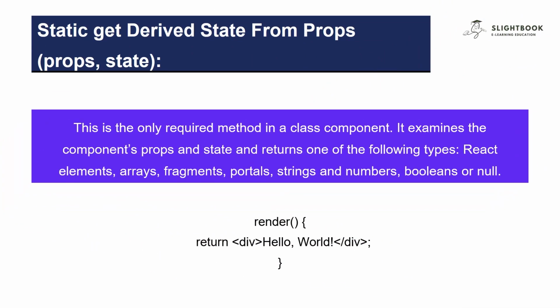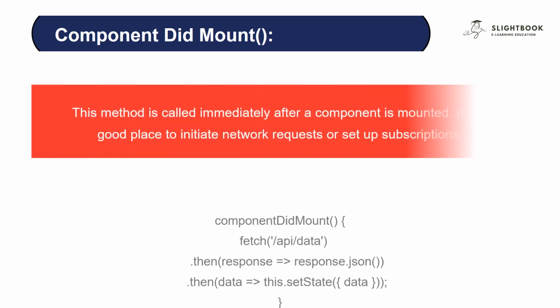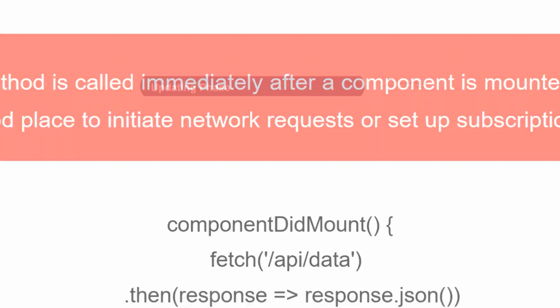Render. This is the only required method in a class component. It examines the component's props and state and returns one of the following types: React elements, arrays, fragments, portals, strings and numbers, booleans or null. componentDidMount function. This method is called immediately after a component is mounted. It is a good place to initiate network requests or set up subscriptions.